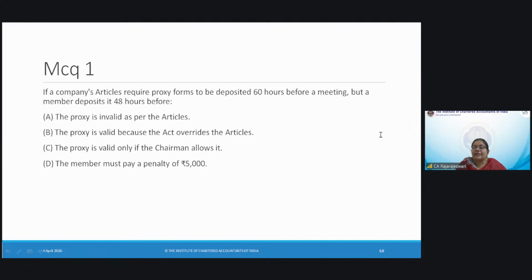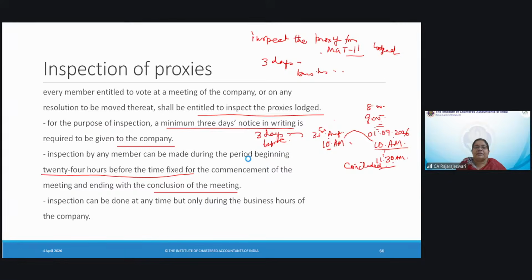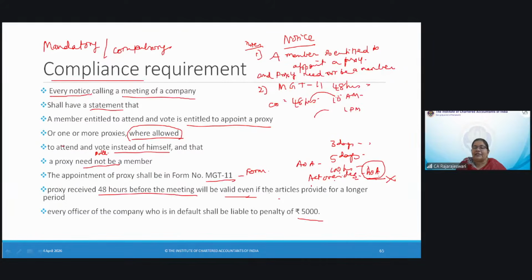So, many are giving the correct answer. See what the rule says: a proxy received 48 hours before the meeting will be valid even if the articles provide for a longer period. So this is only tested there.